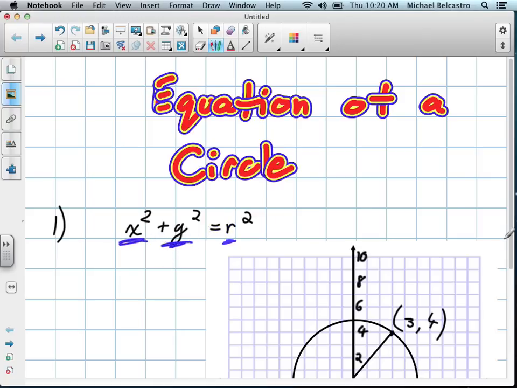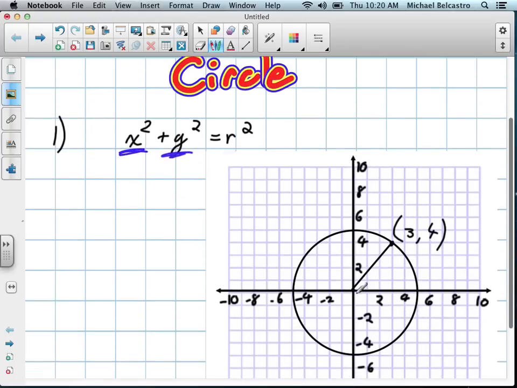This is also the equation of a circle that has its center at the origin on a graph. All the circles we're going to work with, especially for this quiz coming up, are all going to have their center in the middle of the graph. So we don't have to worry about shifting it anywhere. If I were to tell you, on question 1, that the radius of a circle was 8, what would the equation of that circle be?